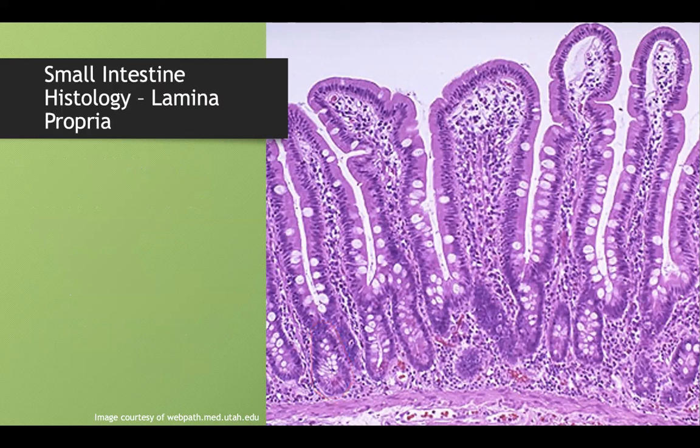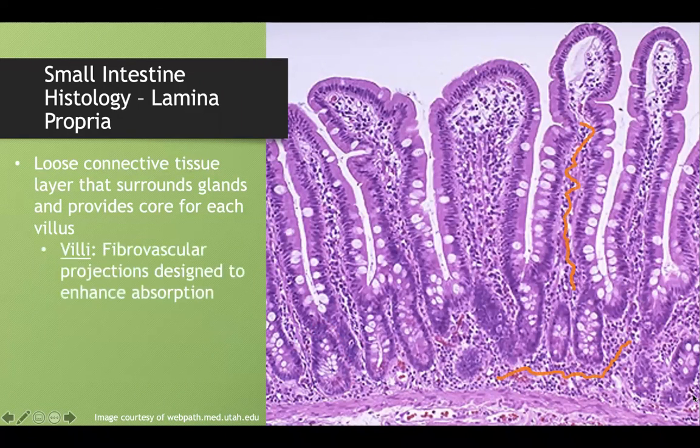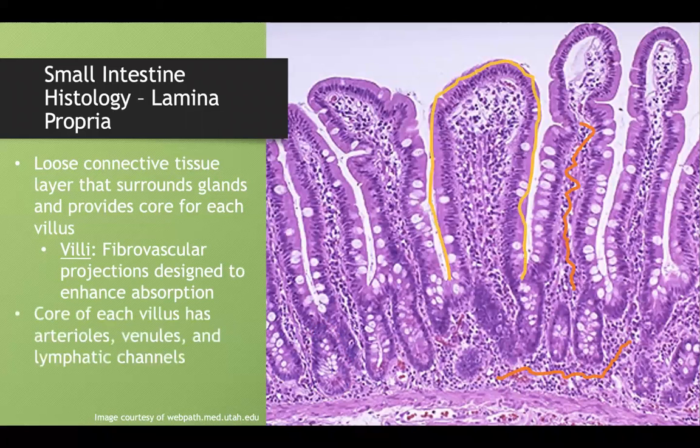So we've talked about the surface epithelium. Let's talk about that connective tissue layer that holds up each of these villi. So our lamina propria provides a core for each villus, and I'll draw what the lamina propria encompasses. All of this region, other than this muscularis mucosa, is our lamina propria. And what's important is that the lamina propria provides this core of an artery or an arteriole, a venule, and a lymphatic channel. So this all runs through the lamina propria to provide blood flow to our surface epithelium.